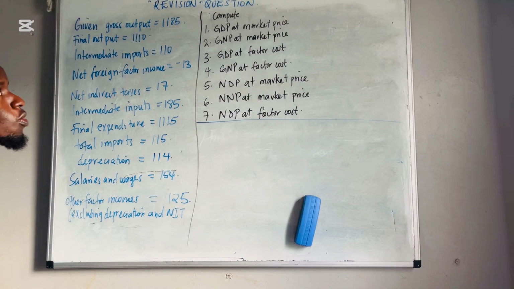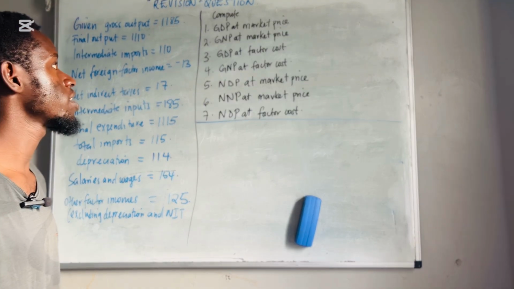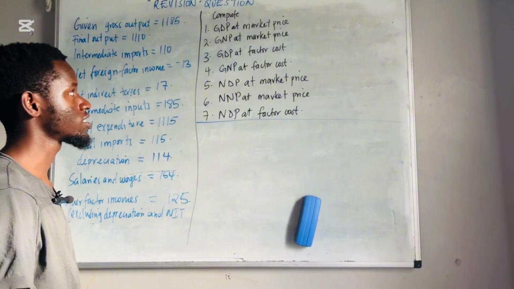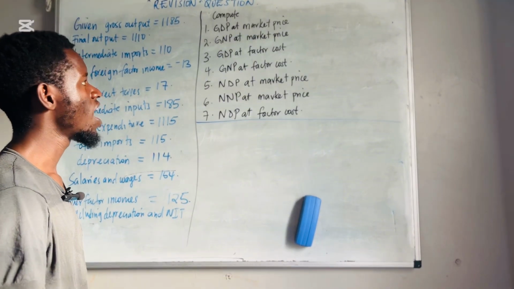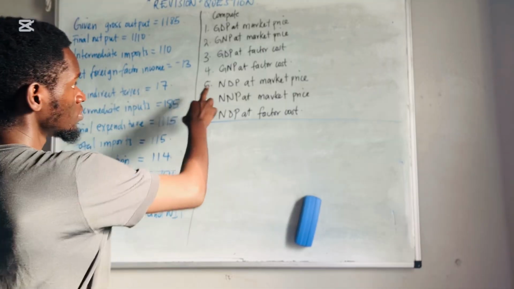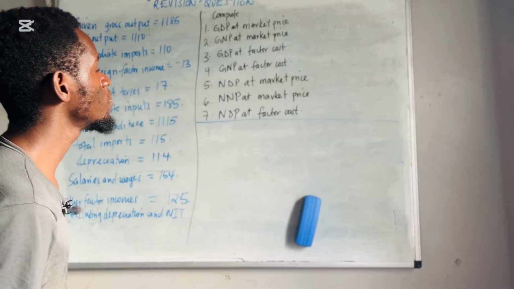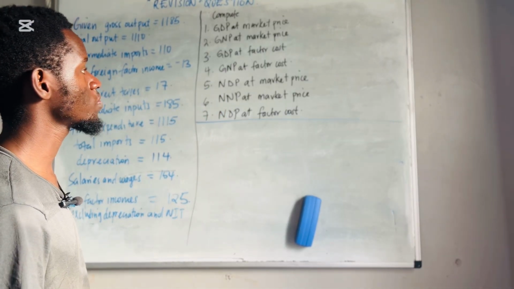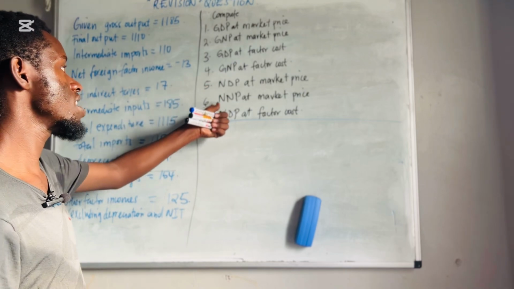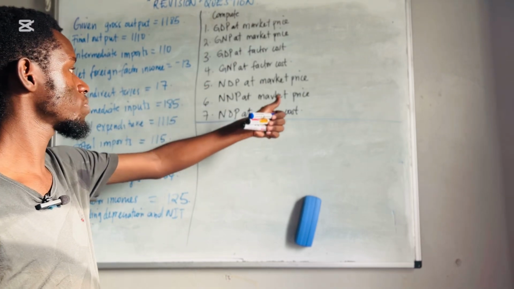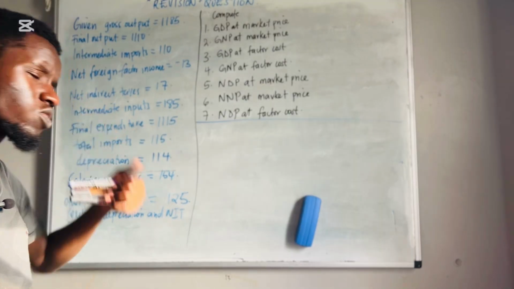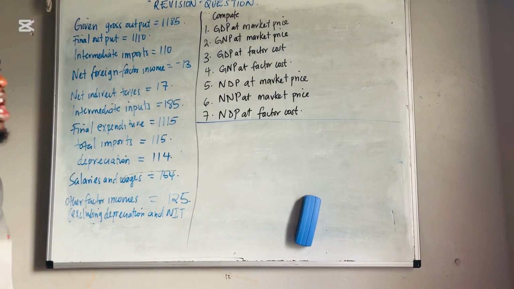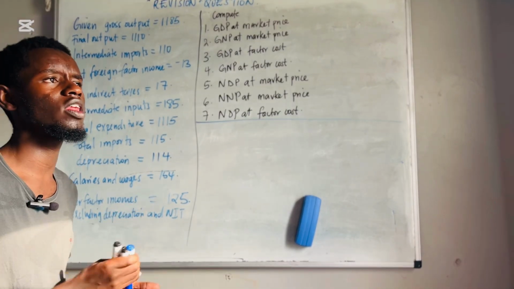Now our question is saying to compute the following: GDP at market price, GNP at market price, GDP at factor cost, GNP at factor cost. Yes, we're together. And then I want us to find NDP, net domestic product at market price, then NNP, net national product at market price, and then net domestic product at factor cost. And I think we shall be enjoying this question because it is just a matter of knowing what to do and then what to do.